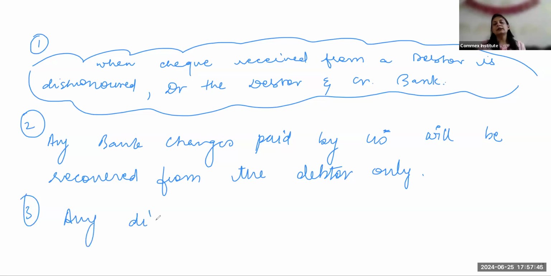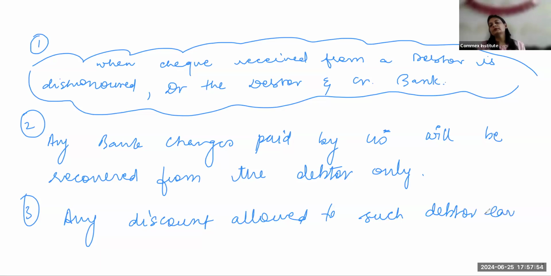Any discount allowed to such a debtor earlier will be reversed. Okay, this is important. So if I had given discount to my debtor because he was making a prompt payment, but after the prompt payment, his check got dishonored, there is no use in giving discount to such a person. Okay, so I'll take it back. Right, Anvesha?